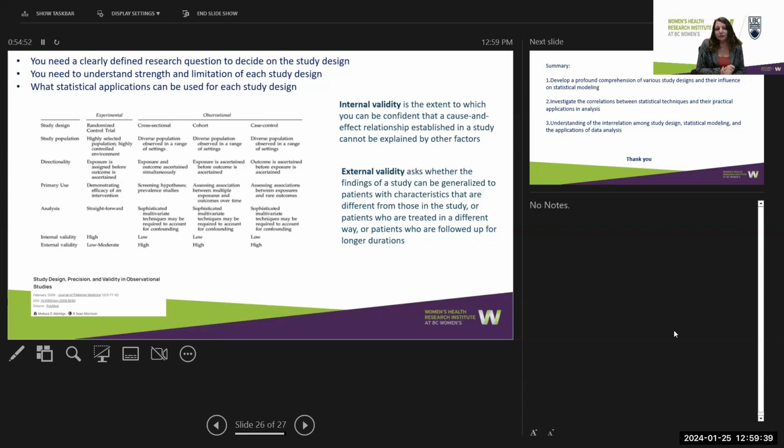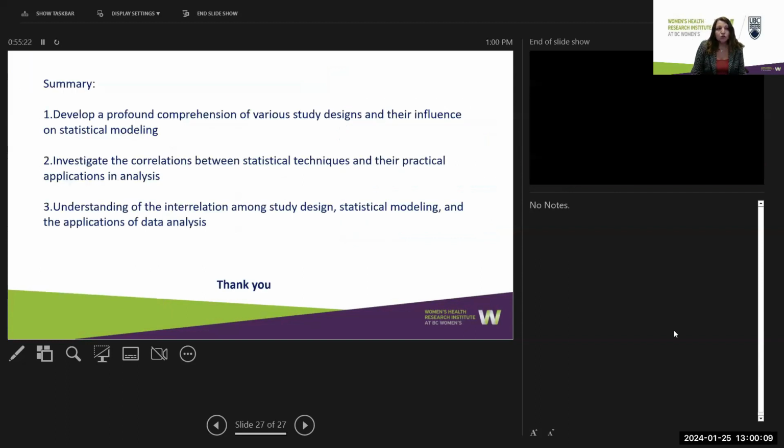But there is the external validity. It's basically how we can generalize our findings to the general population or other populations. So if you look at all those studies from the perspective of internal and external validity, clinical trials or random assignment experiments will have very high internal validity, but low to moderate external validity, and all observational studies actually will be the opposite.